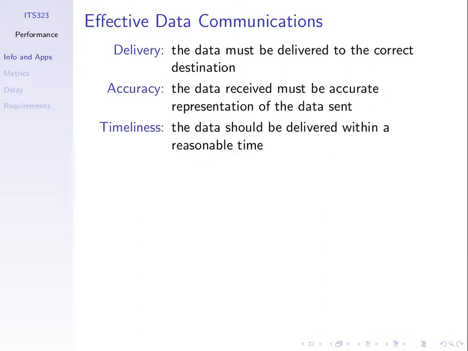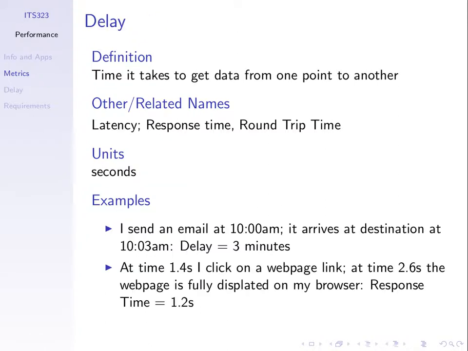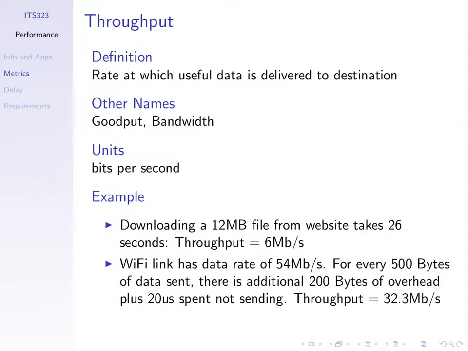What we'll do next week is look at how can we measure whether a communication system is good at sharing data? And we'll look at delivery, accuracy, and timeliness, and then look at performance metrics like data rate, delay, throughput, and a few others. But we'll do them next week. Okay, so we'll stop there.